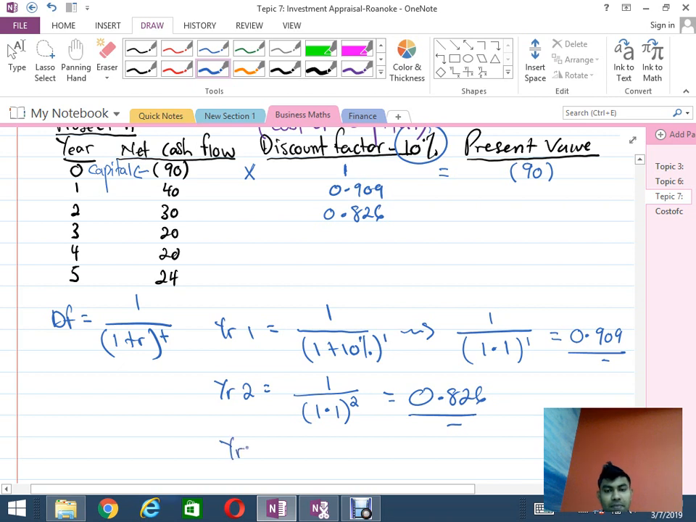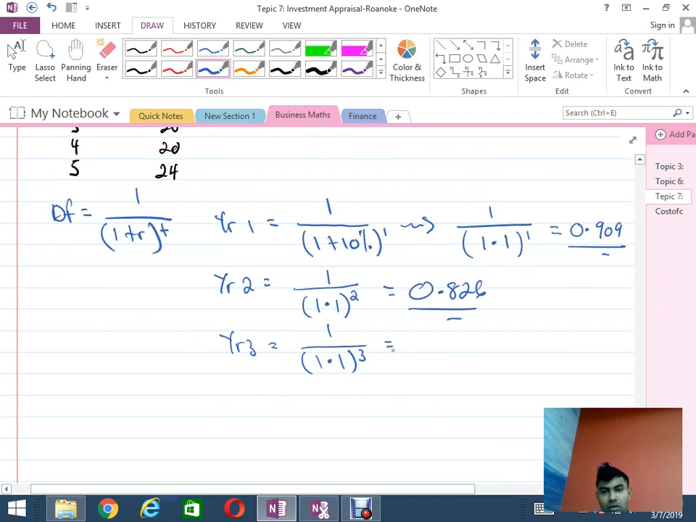Year 3, do the same thing. 1 divide 1.1 power of 3. So 1.1 power of 3, 1 divide, you get 0.751, correct?